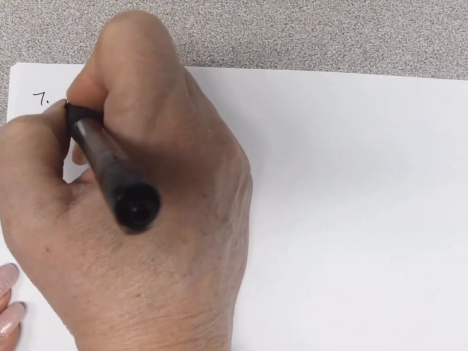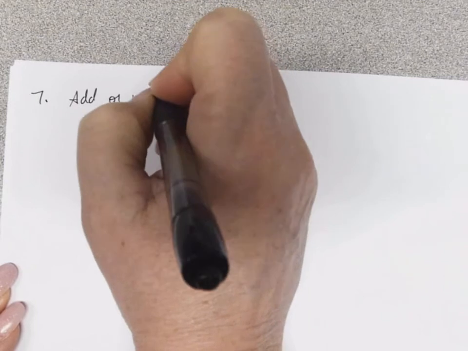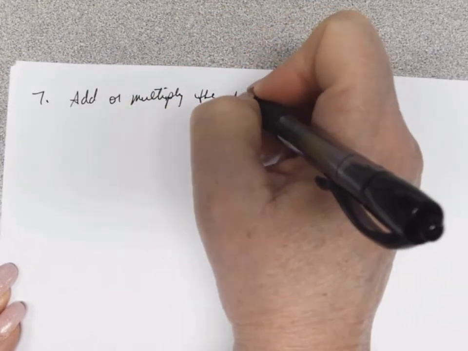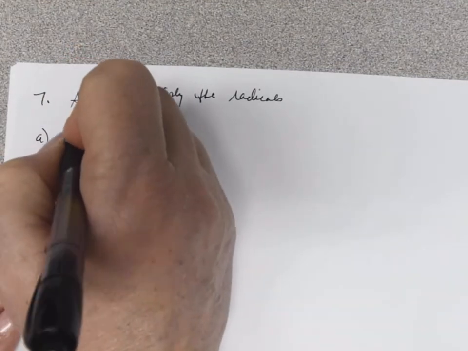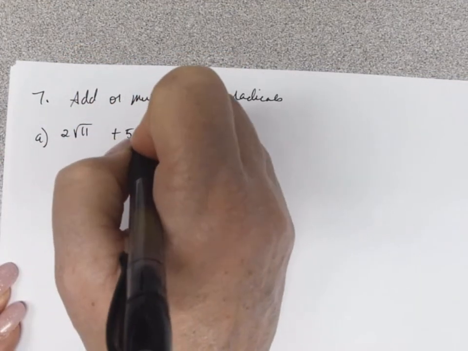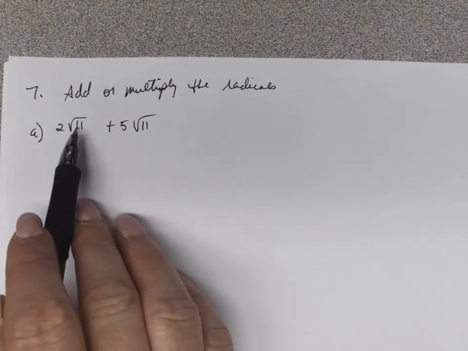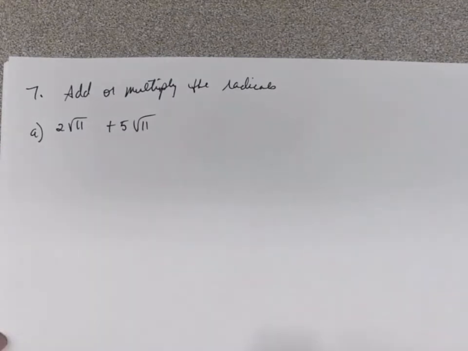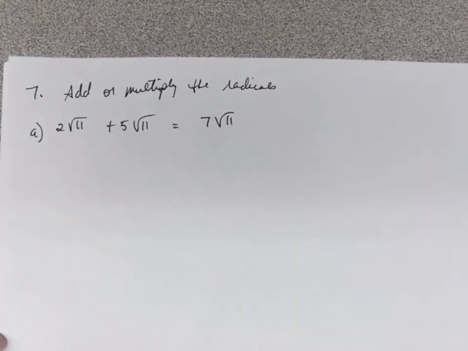All right, so number 7. On number 7, we are adding or multiplying the radical. So for part A, we have 2 square roots of 11 plus 5 square roots of 11. Well, they're the same root, and they're the same index. So they're both 11, and they're both squares. So I can just add those. 2 plus 5 will get us 7 square roots of 11.